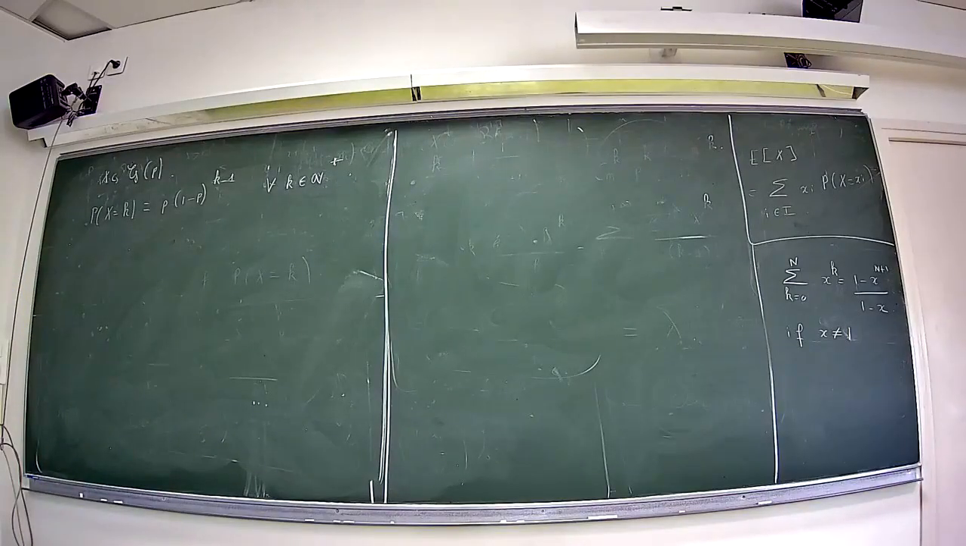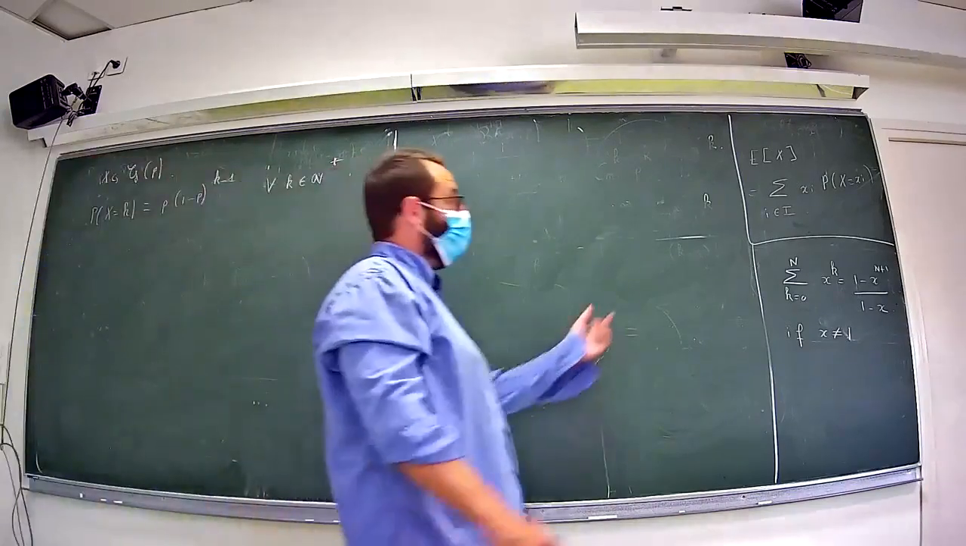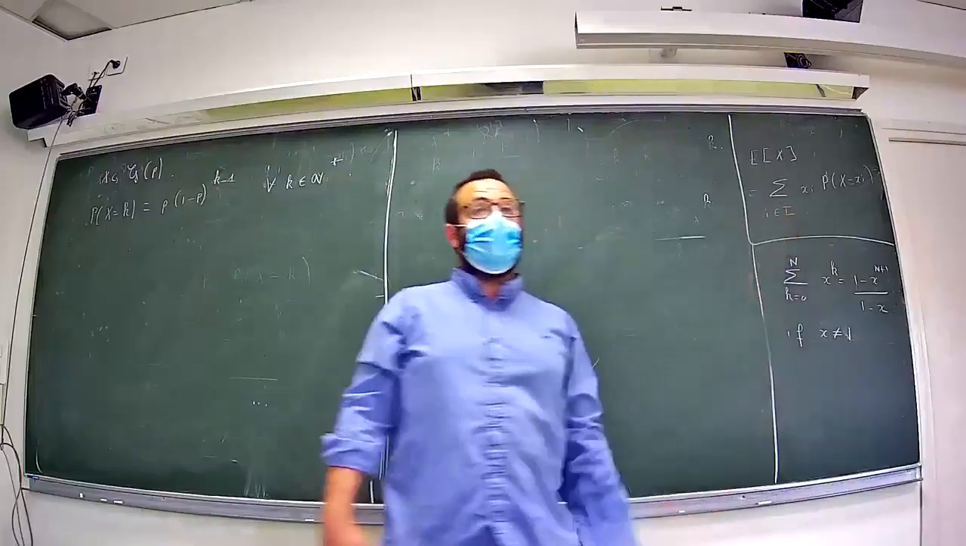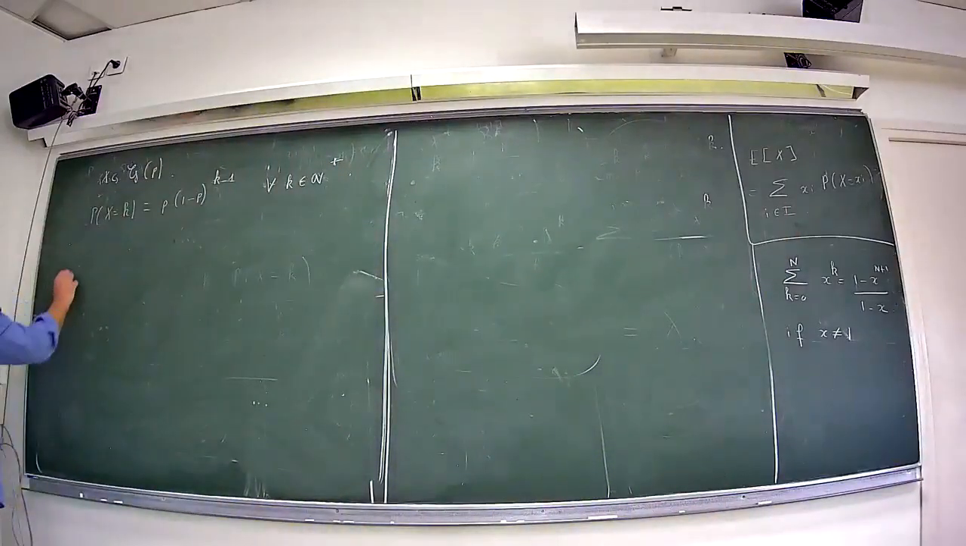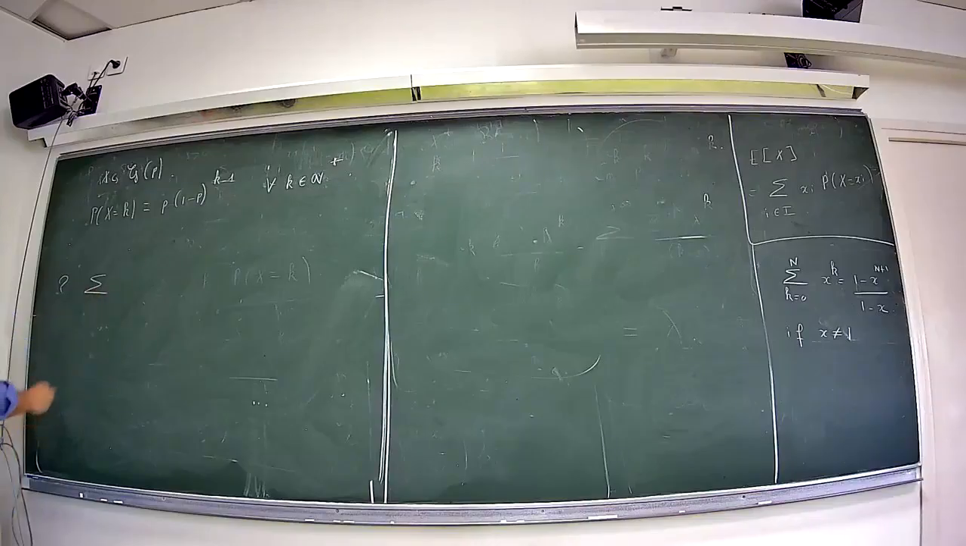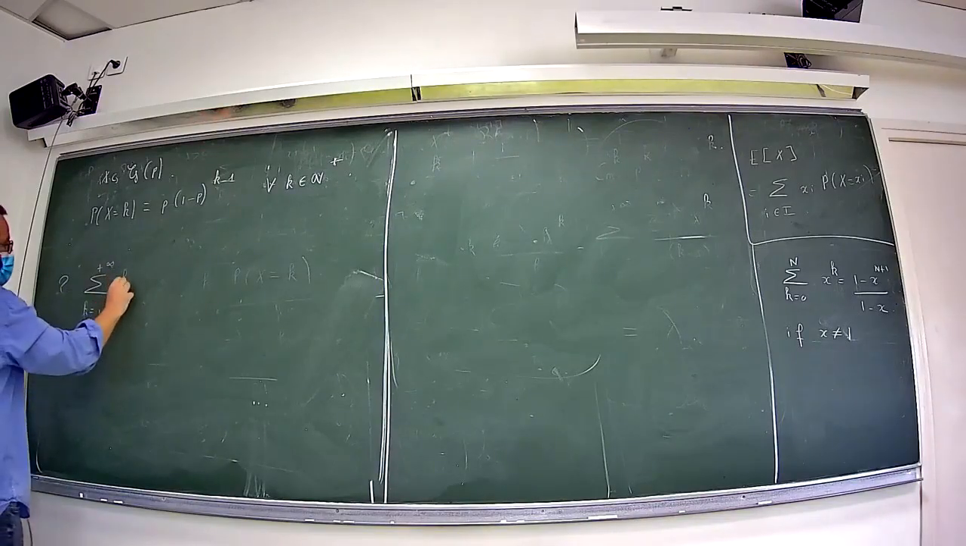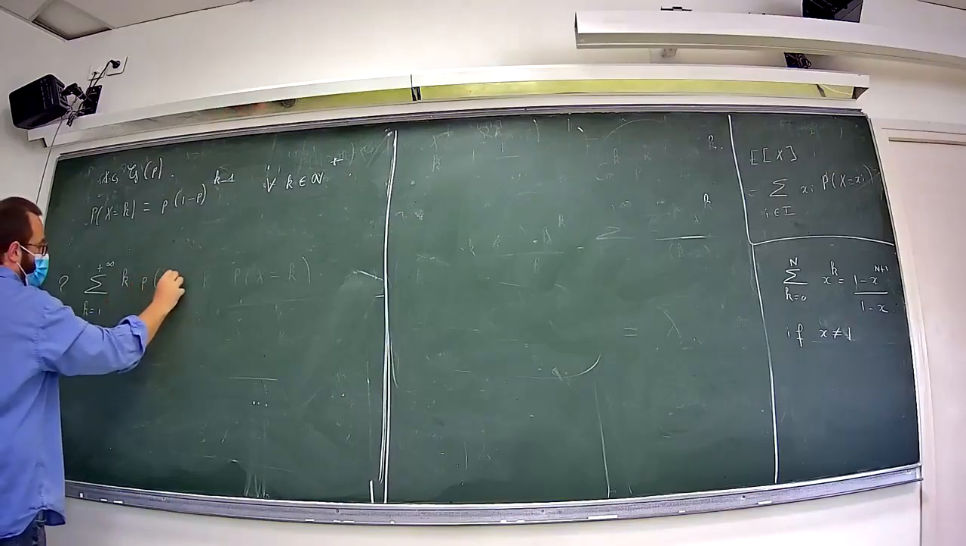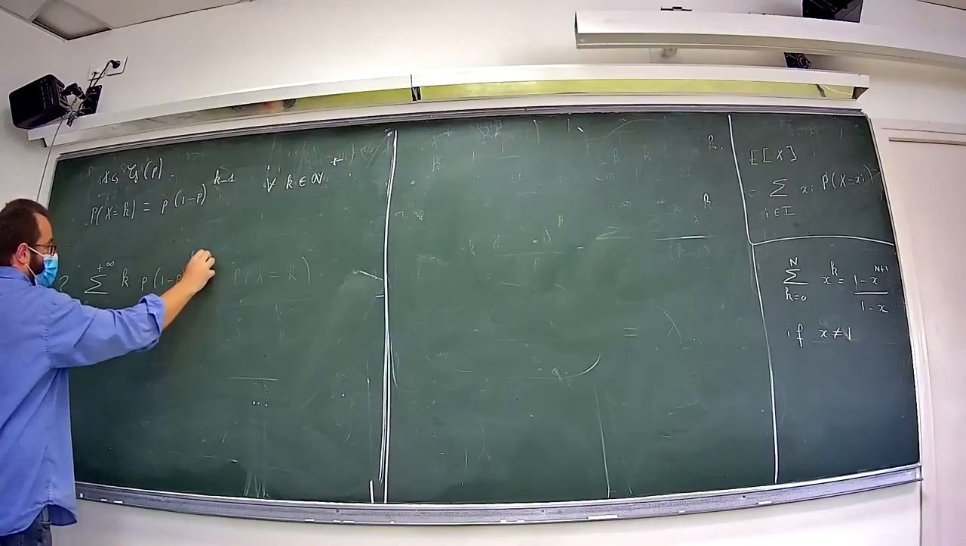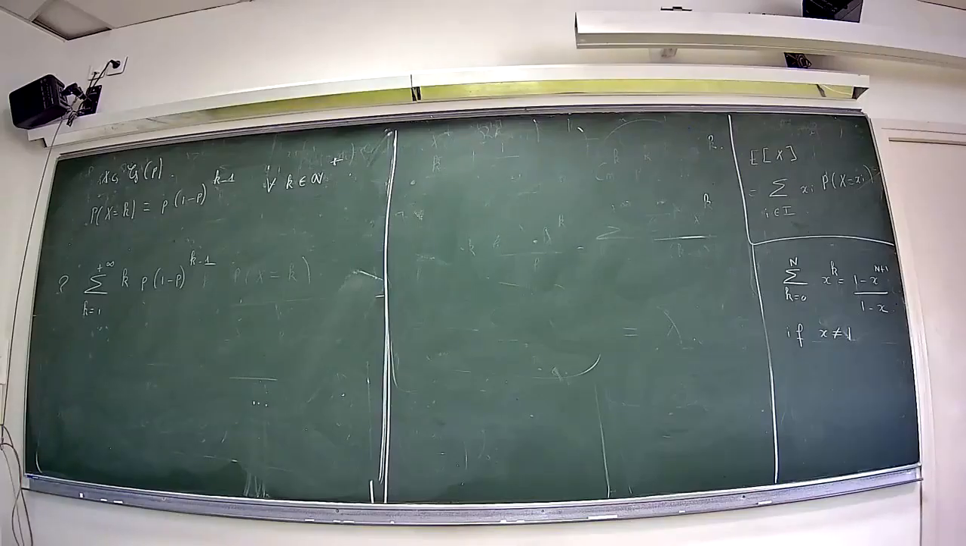So a priori, if I come back to the definition of the expectation, I have to check if this sum is finite or not. What I will be interested in is the sum from k equal to 1 to plus infinity of k p (1 minus p) to the power k minus 1. I have to prove two things: whether this sum is finite or not, and if it is finite, how to compute it.